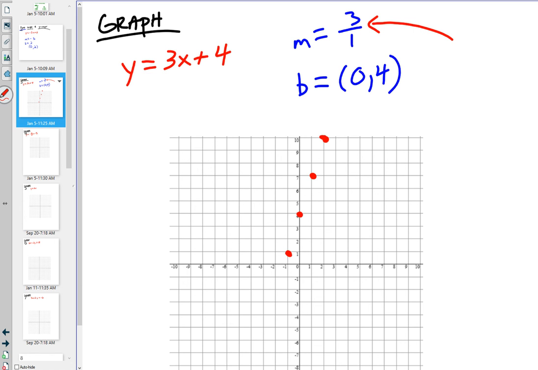You keep on going, you can impress all of your friends with all the points that you're putting on the plane. And whether you do 2 points, 3 points, 4 points, 5 points, if you do it correctly, what should they all do? Yeah, they should line up.